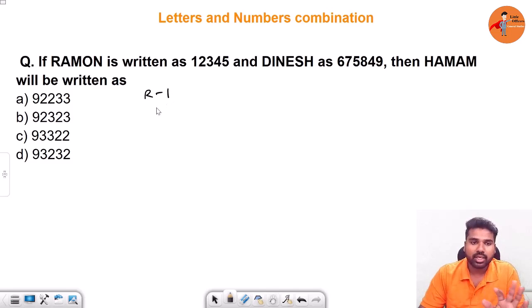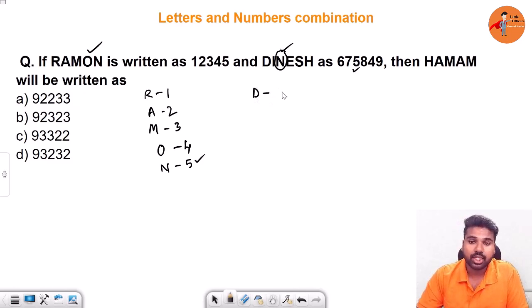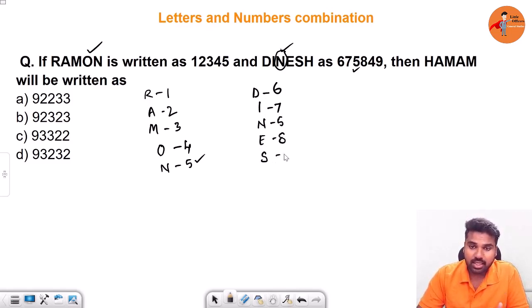See, R, let's say corresponding to 1 मान लेते हैं. ये corresponding to 2. M corresponding to 3, then O corresponding to 4, N corresponding to 5. Now, between this and this, the only letter which is overlapping is N. Rest all the numbers are unique. Just check whether the N which is showing here, which we have assigned as 5, is it matching here? Answer is yes. So if it is so, we can give the numbers corresponding to that. So D is 6, I is 7, again N is 5, then E is 8, then S is 4, H is 9.